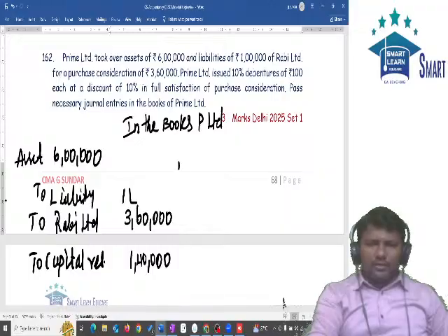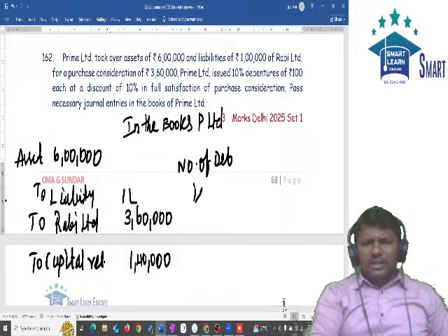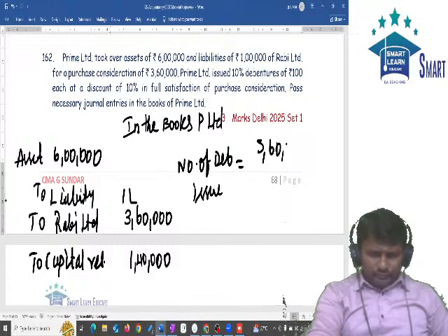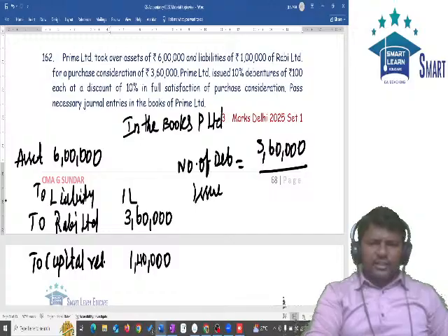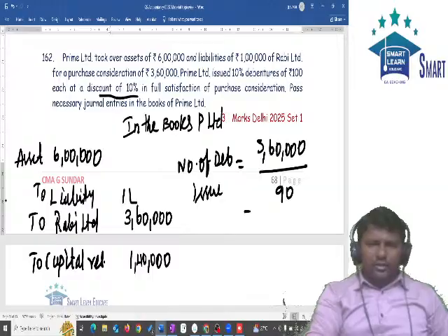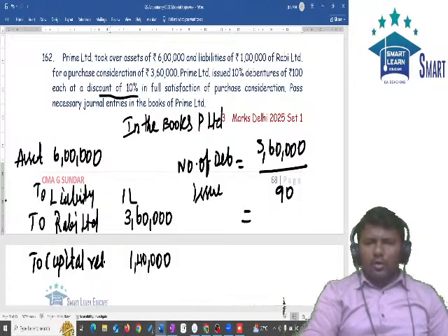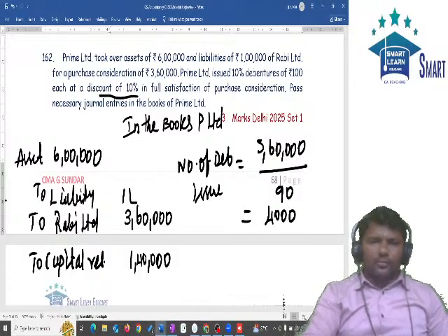In last question, what we did, find the number of debentures to be issued. What is the number of debentures to be issued? Total consideration. Consideration is 3 lakh 60 divided by issue price. What is the issue price? It is issued at a discount of 10%. 100 rupees is the face value. Discount is 10%. It is issued at 90. So it is how many number of debentures? 3 lakh and 60,000 divided by 90 will give you 4,000 is the number of debentures to be issued.